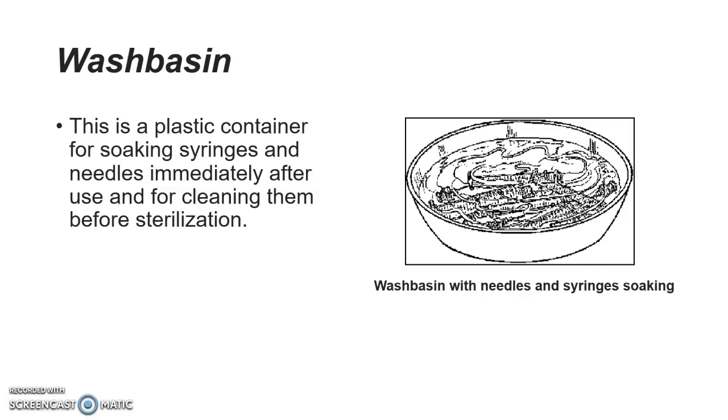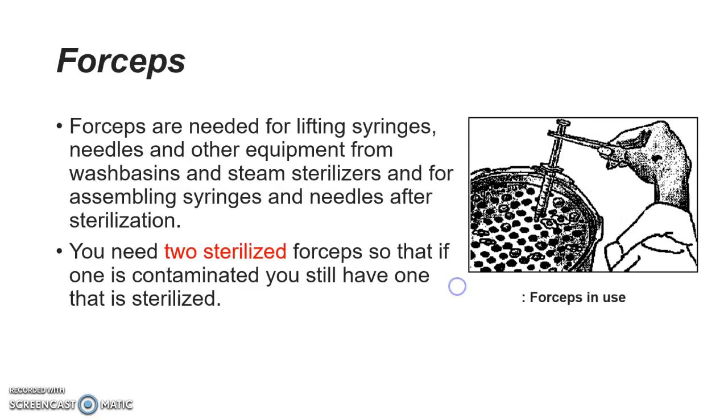First is the wash basin. This is a plastic container for soaking syringes and needles immediately after use and for cleaning them before sterilization. The picture shows the wash basin with needles and syringes soaked. The next equipment is forceps.